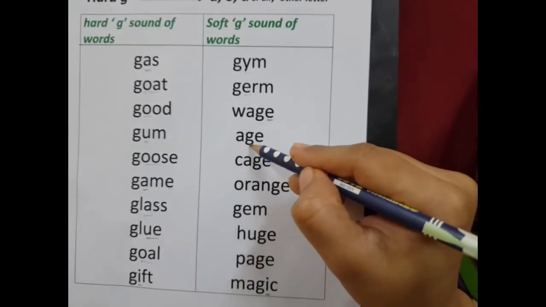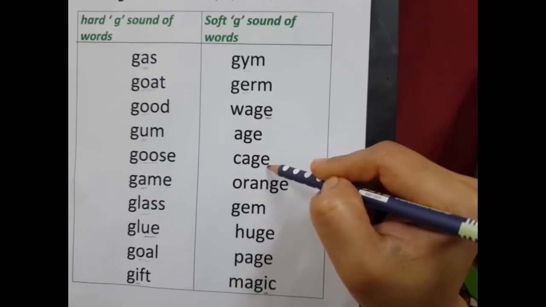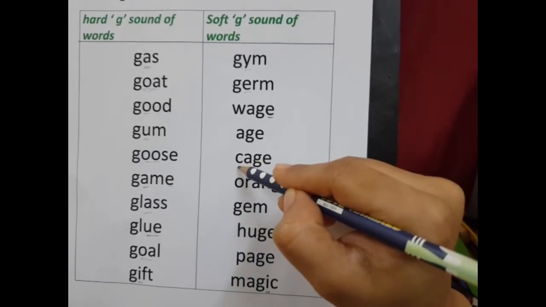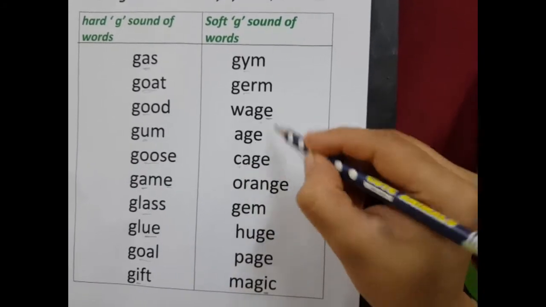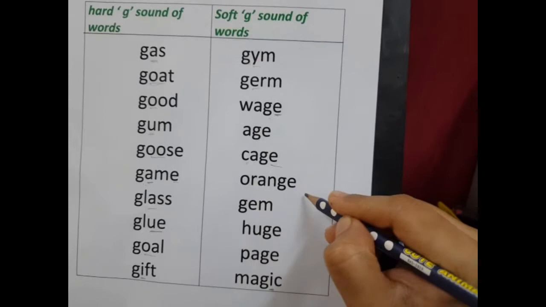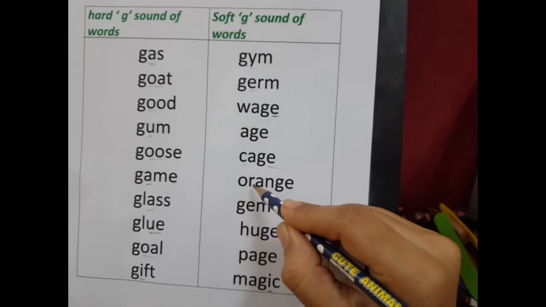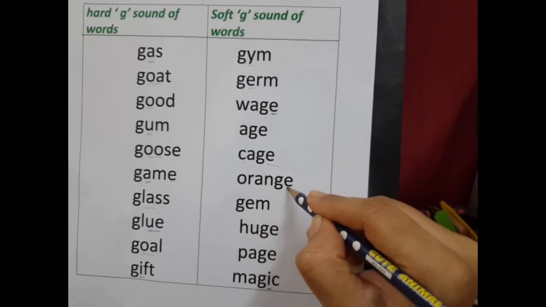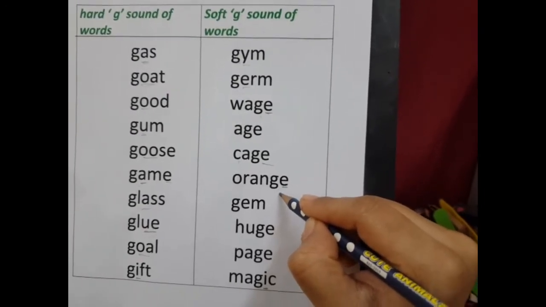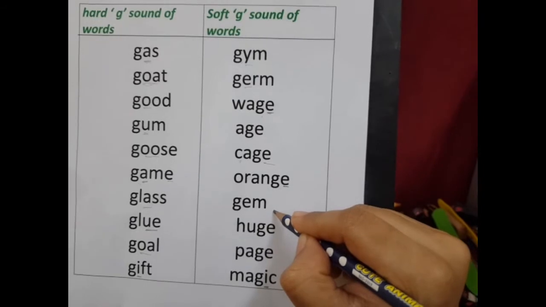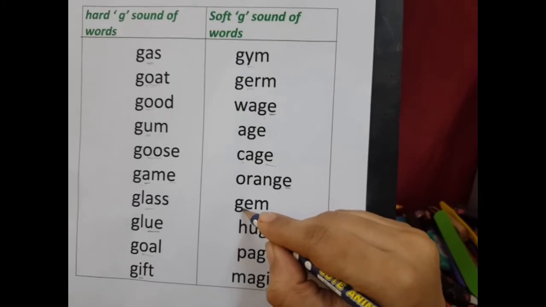Now what is A-G-E? Age. C-A-G-E. Cage. Now the sound of C is K because it came with A. Cage. O-R-A-N-G-E. Orange. It starts with the O sound. G came with E, so it's going to make the sound J. Orange. G-E-M. Gem. It came with E, so it's going to make the sound J.